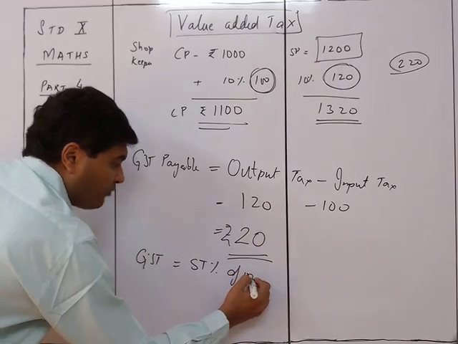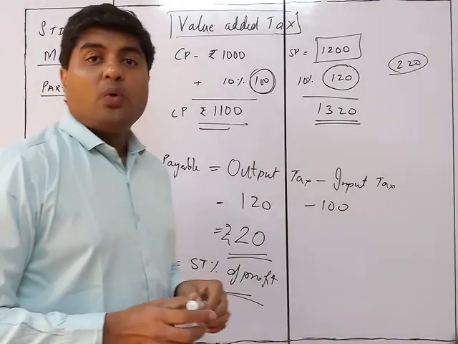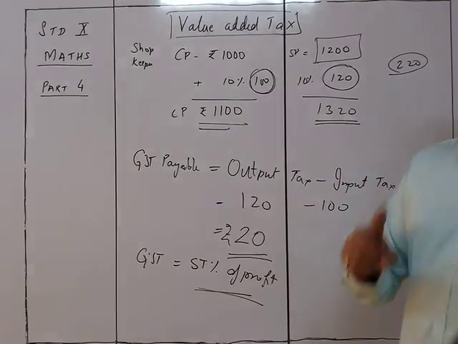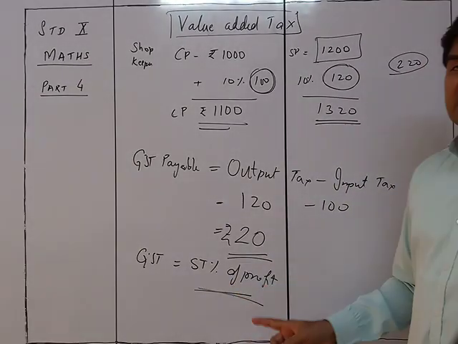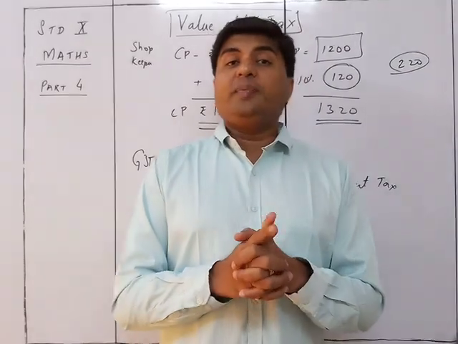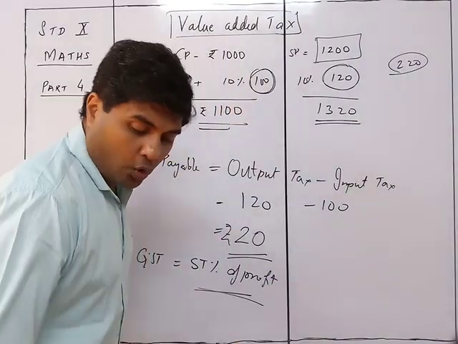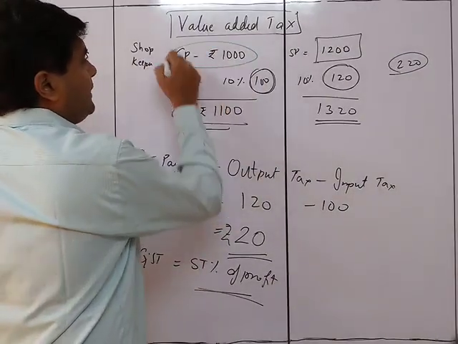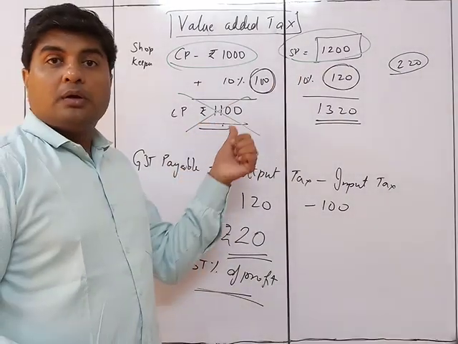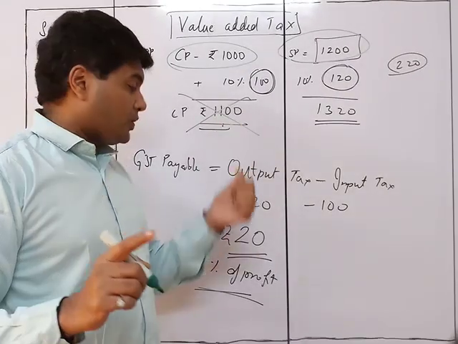So you can see that GST is also equal to ST% of profit. So there are two formulas for GST payable. One formula will be output tax minus input tax, and the other formula could be ST% of profit. Now, ST% of profit, if you are seeing, it will be slightly confusing. Why? Because profit over here is only on direct CP and SP, not this price. This price over here has no meaning when you are calculating the profit.